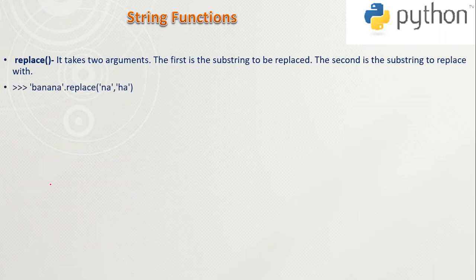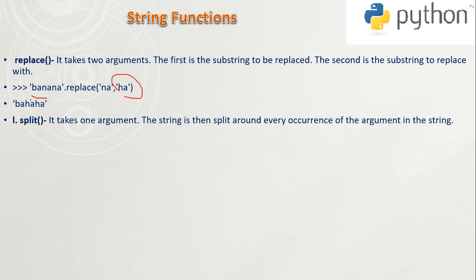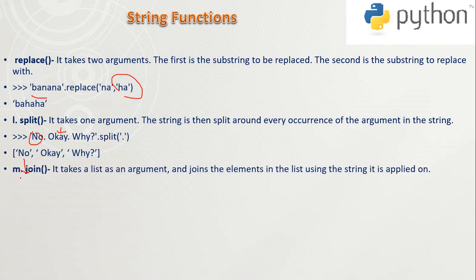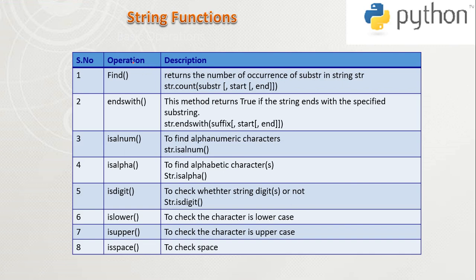We have a replace function, replacing the old one with the new one. I should use this in banana: na is replaced, and printing it gives a haha ha effect, wherever na is there. Then the split function is used for splitting the string based on a delimiter. The delimiter could be anything: dot, underscore, comma, at the rate. Here the delimiter is dot. When a dot comes, it splits the string and puts the pieces in list form. To join the strings, I should use the join method. These are all the different methods and functions I have covered.